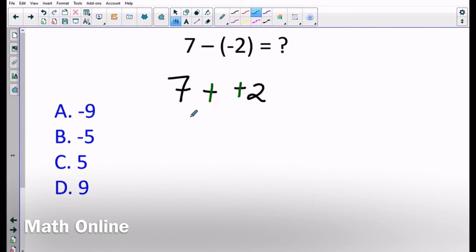Now, I can actually rewrite this again. You don't have to, but it makes it a lot neater. 7 plus a positive 2. We don't need the positive sign no more because the number is still positive. So 7 plus 2 will give us 9. So our solution in this case should have been option B. Awesome.